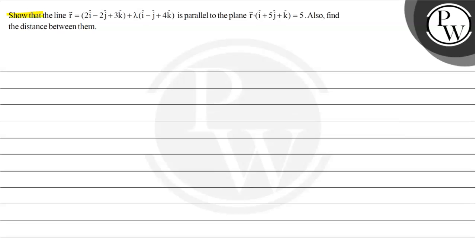So let's read this question. Show that the line r vector is equal to 2 i cap minus 2 j cap plus 3 k cap plus lambda times i cap minus j cap plus 4 k cap is parallel to the plane r vector dot i cap plus 5 j cap plus k cap equal to 5. Also find the distance between them.